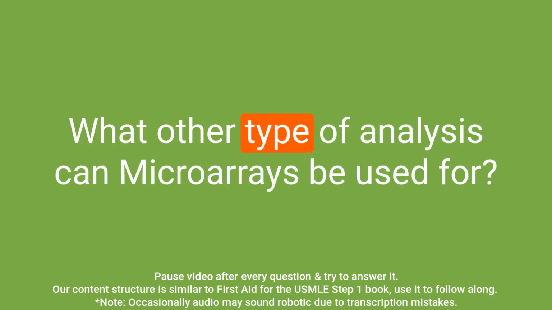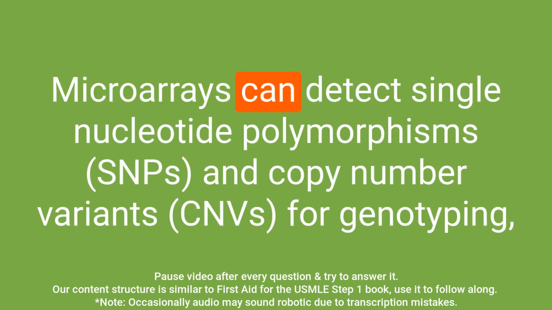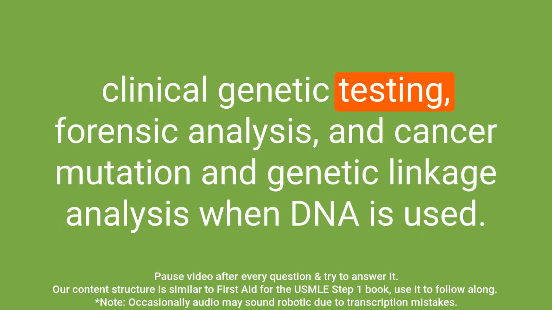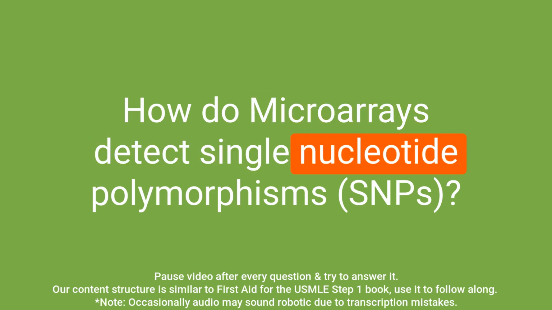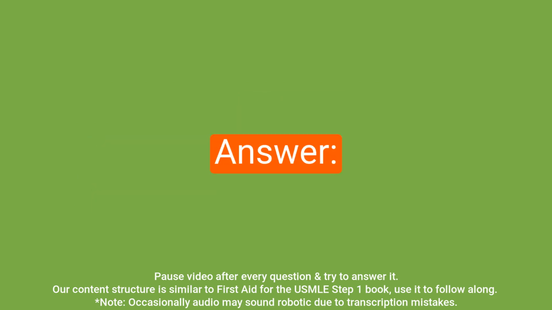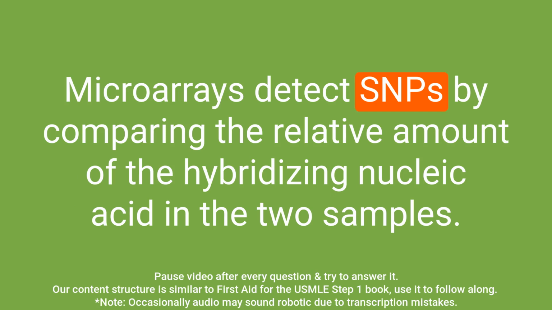Question: What other type of analysis can microarrays be used for? Answer: Microarrays can detect single nucleotide polymorphisms and copy number variants for genotyping, clinical genetic testing, forensic analysis, and cancer mutation and genetic linkage analysis when DNA is used. Question: How do microarrays detect single nucleotide polymorphisms? Answer: Microarrays detect SNPs by comparing the relative amount of the hybridizing nucleic acid in the two samples.